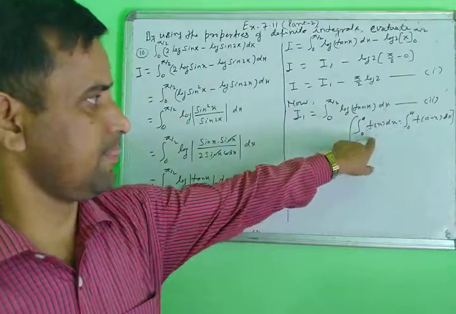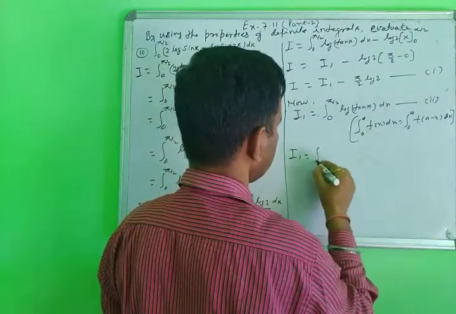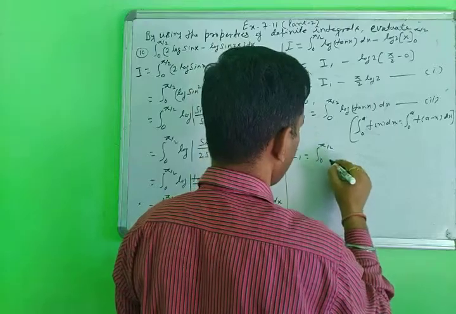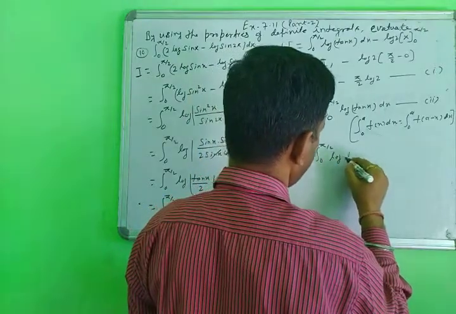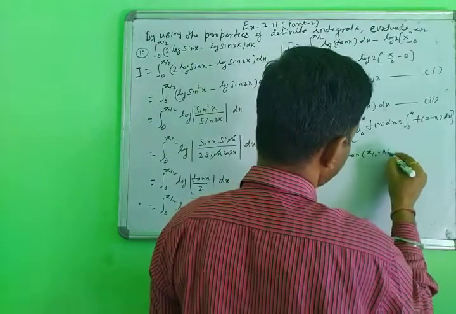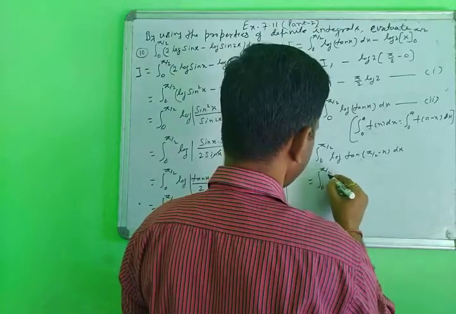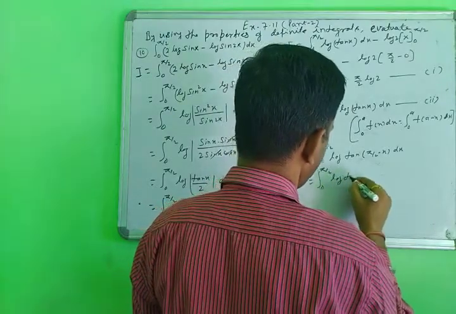Using this property here, now I1 equals the integral from 0 to pi by 2 of log tan(pi by 2 minus x) dx. So what result comes here? The integral from 0 to pi by 2 of log.